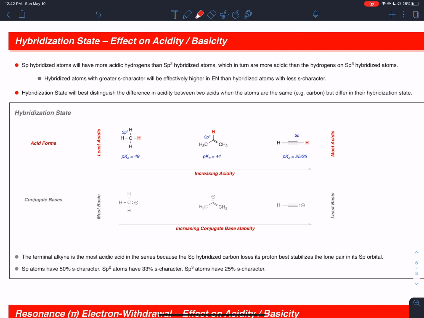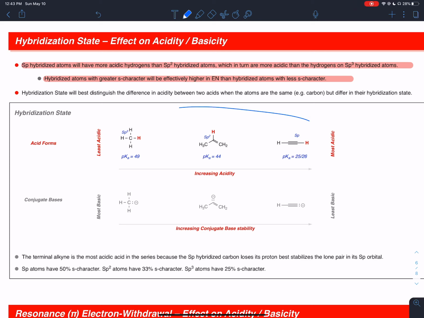Hi everyone, in this video segment we are going to be discussing how hybridization state can affect acidity and basicity. It is the case that sp hybridized atoms have, in general, more acidic hydrogens than sp2 hybridized atoms, which in turn have more acidic hydrogens than sp3 hybridized atoms. Okay? Hybridized atoms with greater s character will be effectively higher electronegativity than atoms with less s character.